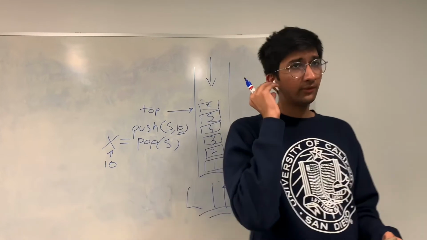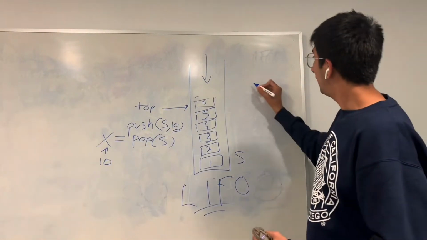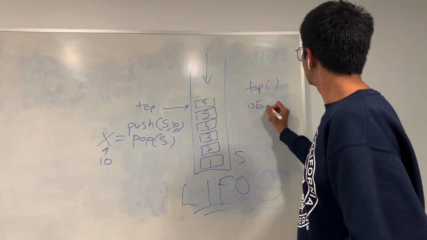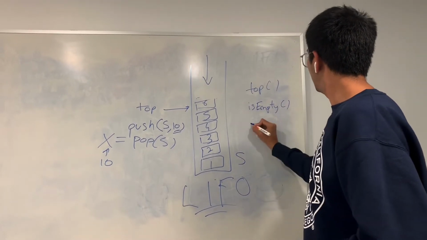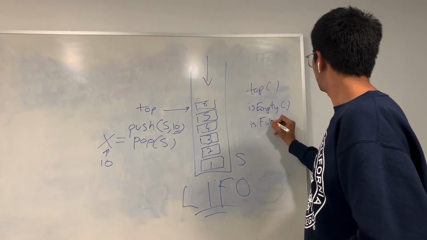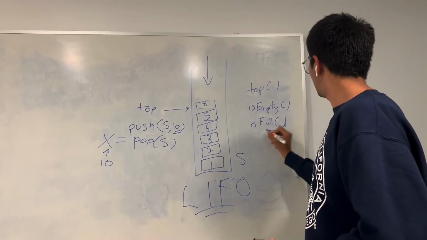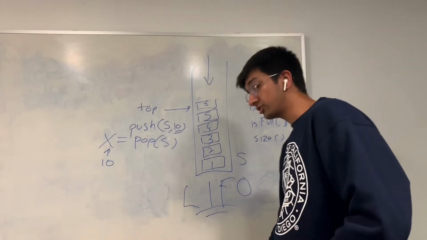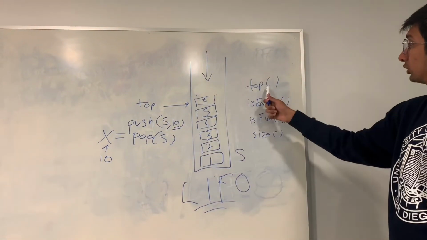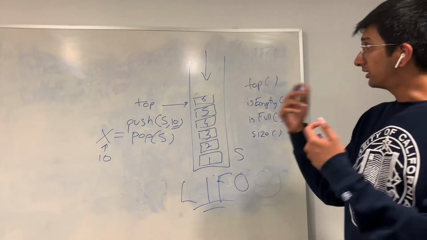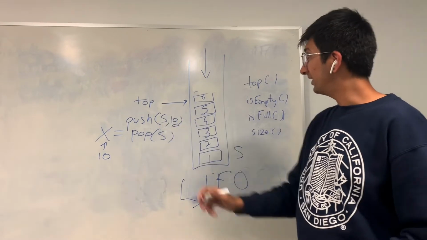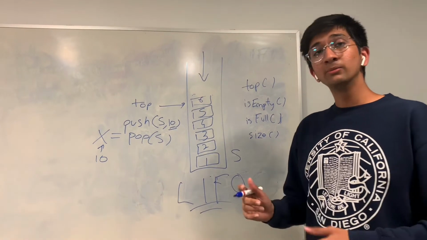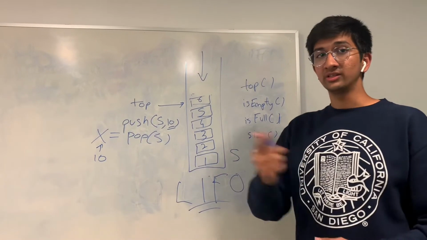Some other secondary functions for a stack are top, isEmpty, isFull, and size. Now what these functions do is, the top function simply returns the value currently stored by the top variable, that is, the topmost element of the stack, and it returns it to the user. It does not remove the topmost element, it just looks at it and returns its value.